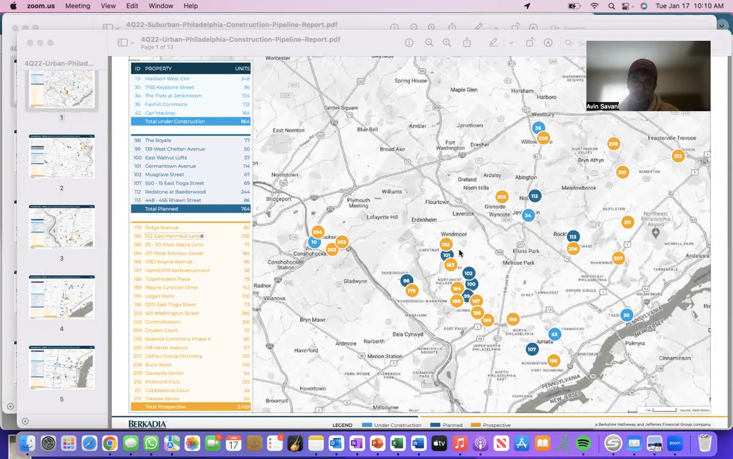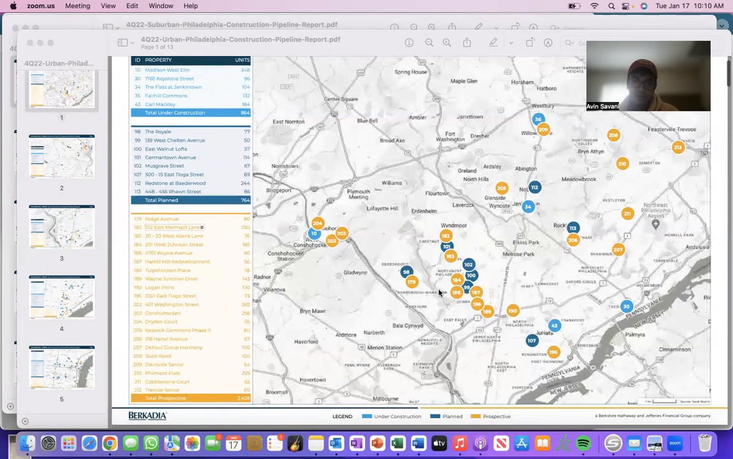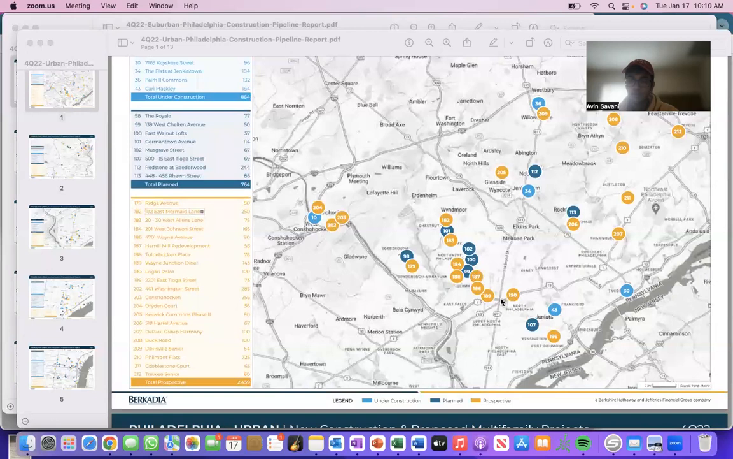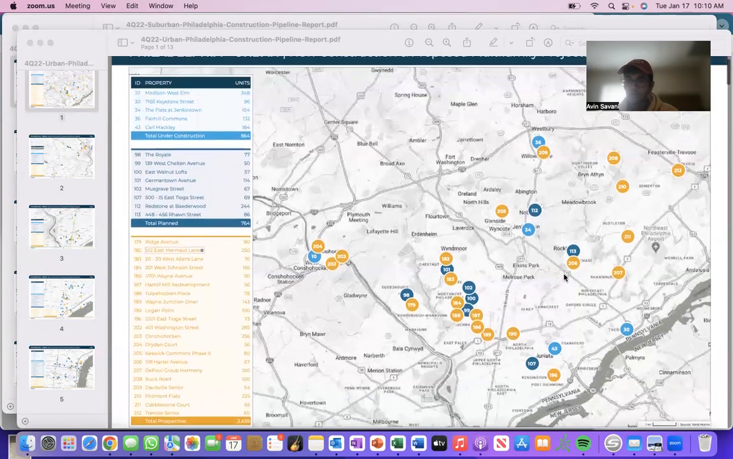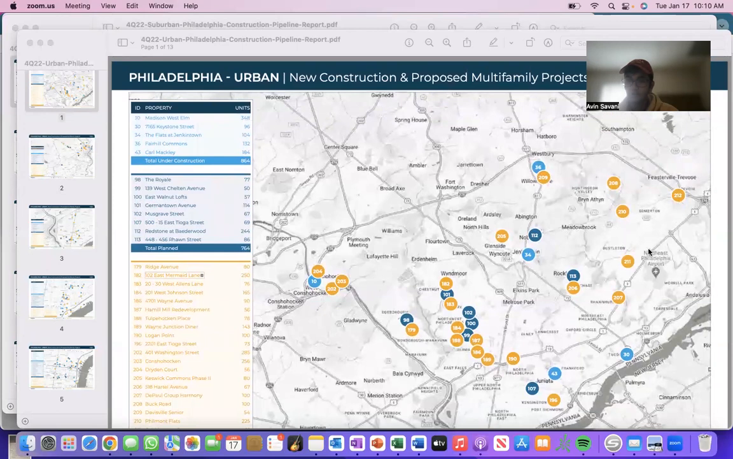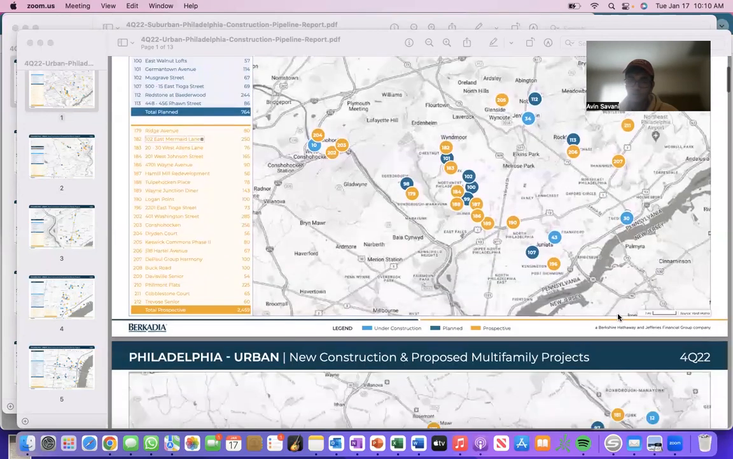There's a lot in the Northwest Philadelphia area, Manayunk, Wynnemoor. I think Manayunk has a lot of activity there. And then prospective is obviously still in the entitlement phase. It's still going through a lot of proper planning and still has not gotten township approval yet. Those are the yellow ones indicated here.